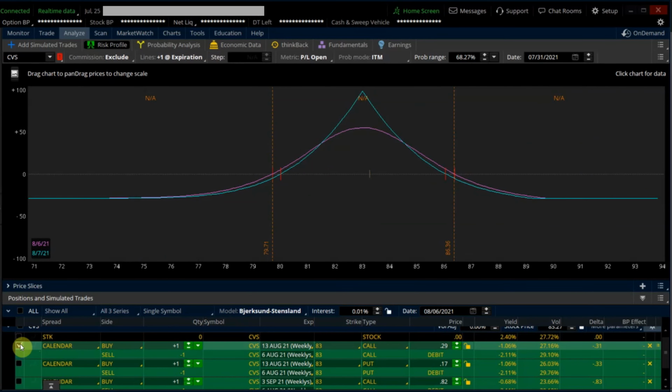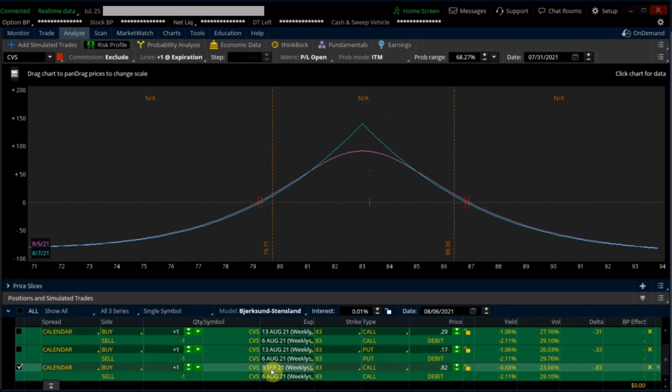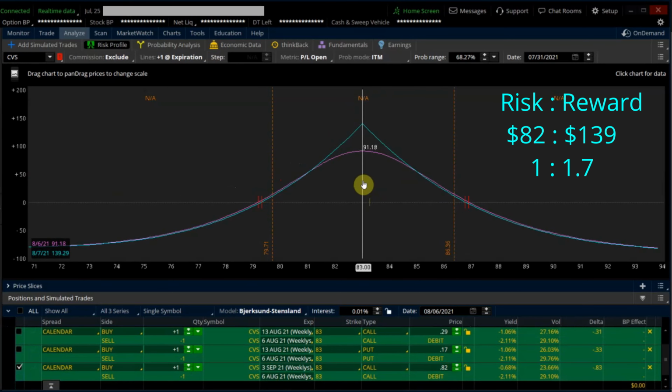And if I were to take a look at the call calendar spread where it's 1 month apart, so I'm selling the 6th August and buying the 3rd September. It cost me 82 cents to enter this trade, which is also the max loss for the trade, and I could potentially gain $139.29. So that is about a risk reward of 1.6, 1.7.